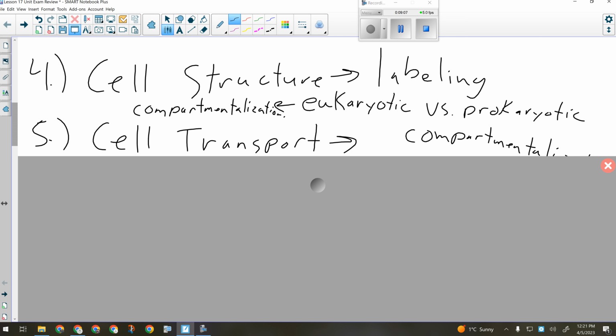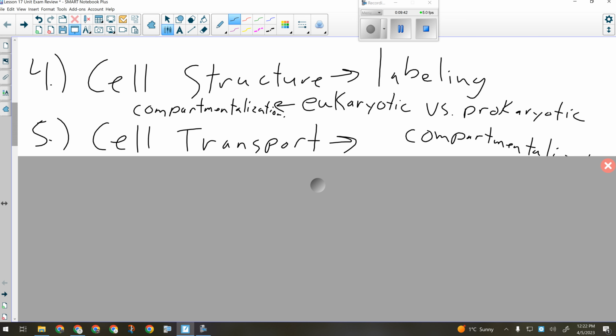Here's how they're going to be tested. I'm going to give you an application kind of question. So here's a situation a cell finds itself in. What cell transport process would be most important here? Describe how it would work in this situation. So if I said something like, I put a cell in distilled water, describe what cell transport process would happen and how that would work.